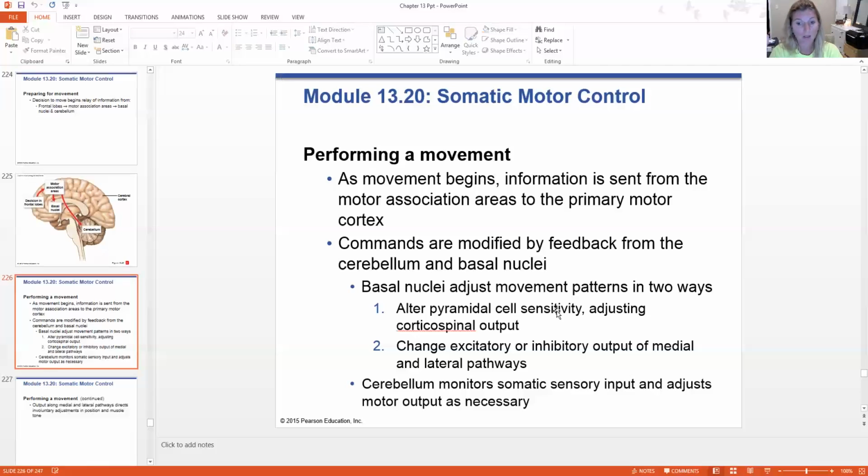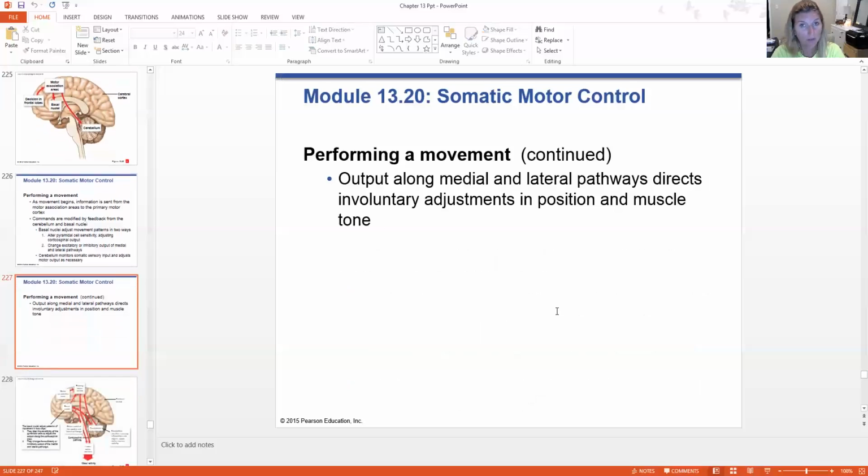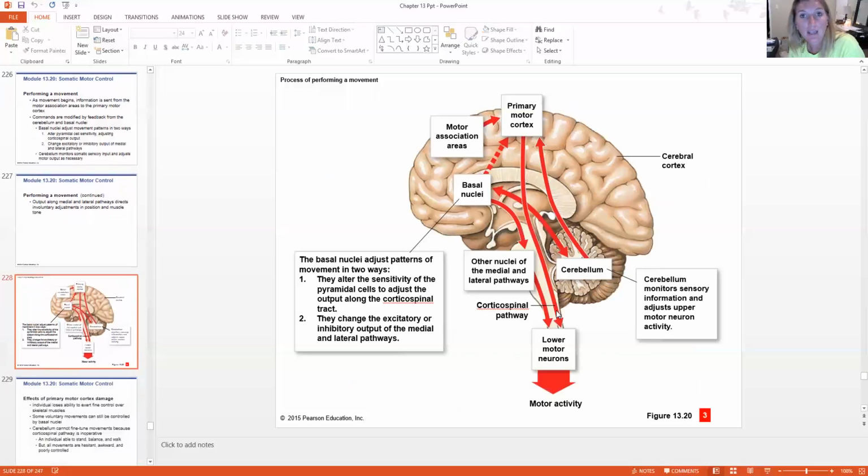The cerebellum monitors all that somatic sensory information and adjusts the motor output as needed. That output along the medial and lateral pathways is going to direct all those involuntary movements of muscles that I'm not aware of that need to move. So it's, again, a highly coordinated effort coming from the cerebral cortex. Those motor association areas contacting the primary motor cortex. It's a feedback between our basal nuclei, our cerebellum, and our primary motor cortex.